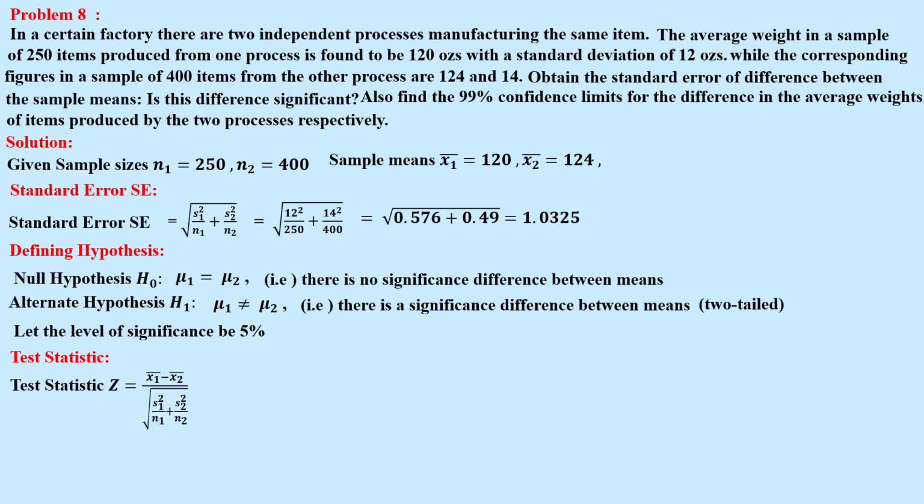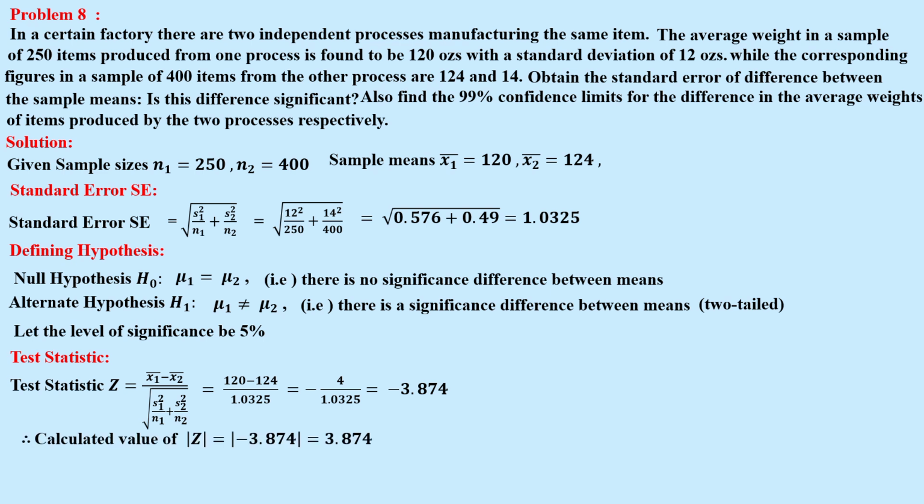Test statistic z is equal to x1 bar minus x2 bar by root of s1 square by n1 plus s2 square by n2. Substituting the values, 120 minus 124 by 1.0325, you will get minus 3.874. So the modulus value, that is the calculated value of z, is 3.874. Tabulated value at 5% level is 1.96. The calculated value is greater than the tabulated value, therefore H0 is rejected, therefore there is a significant difference.